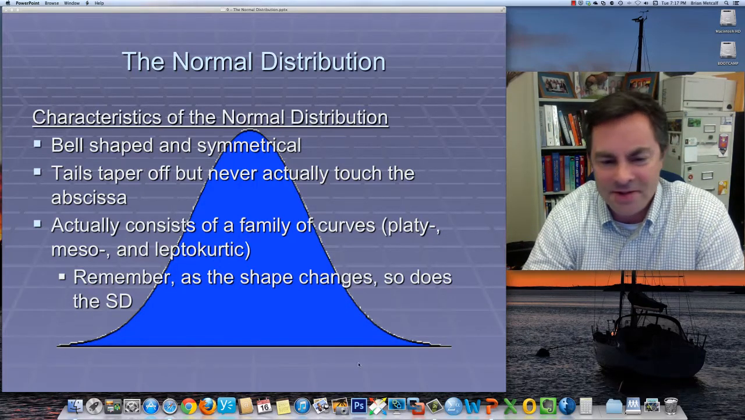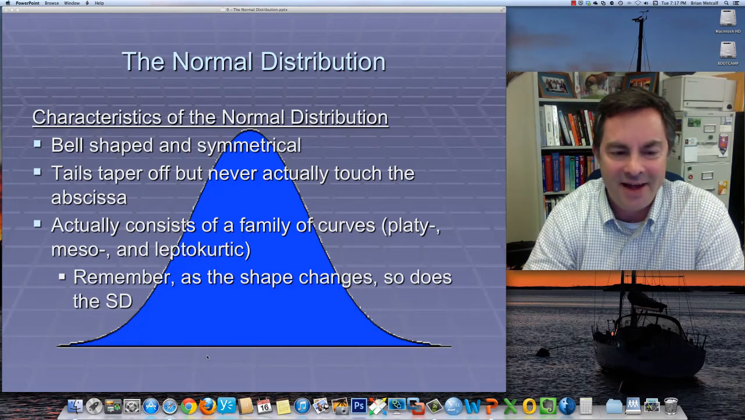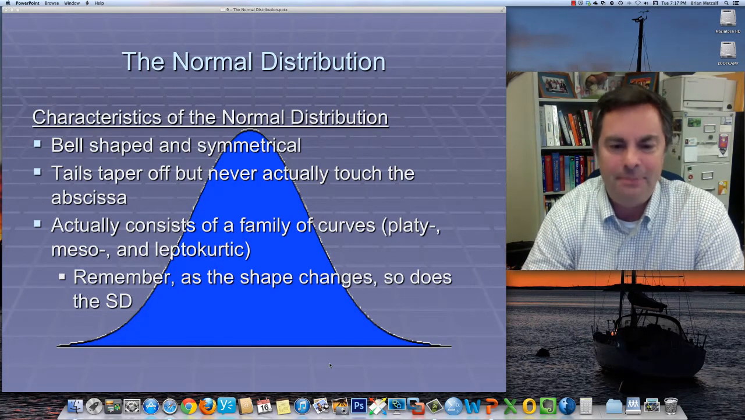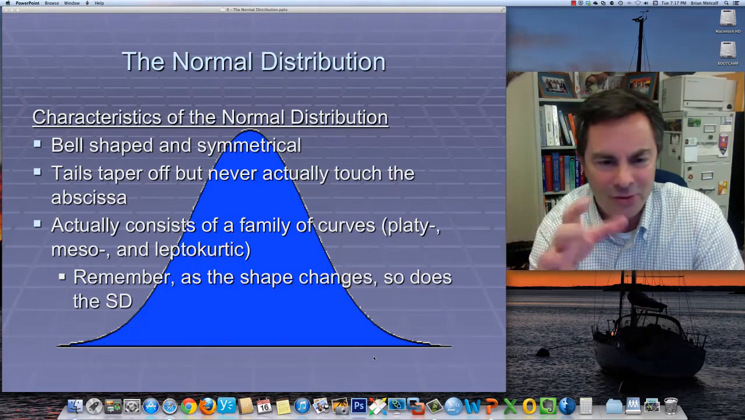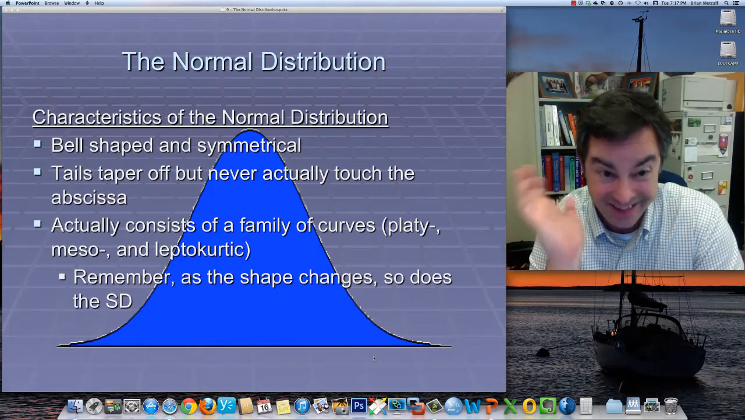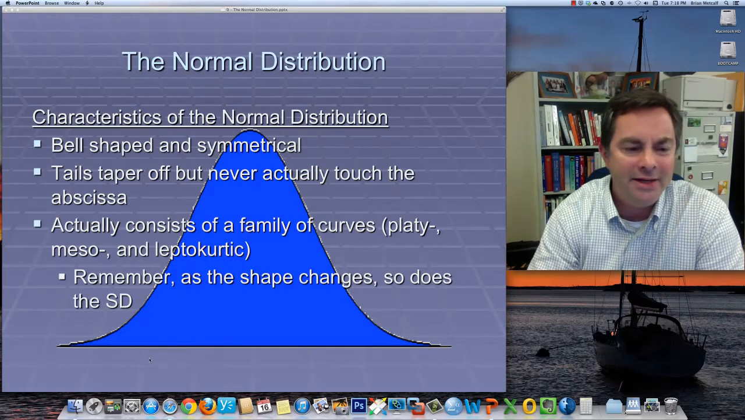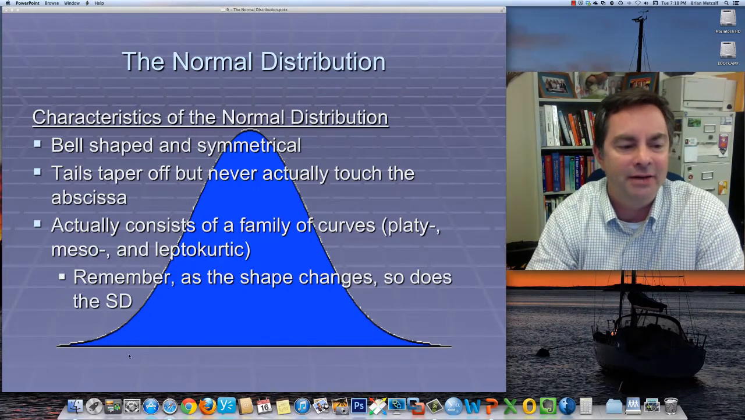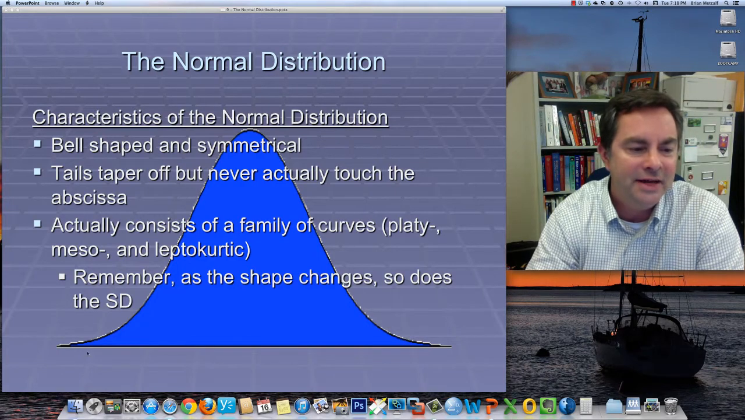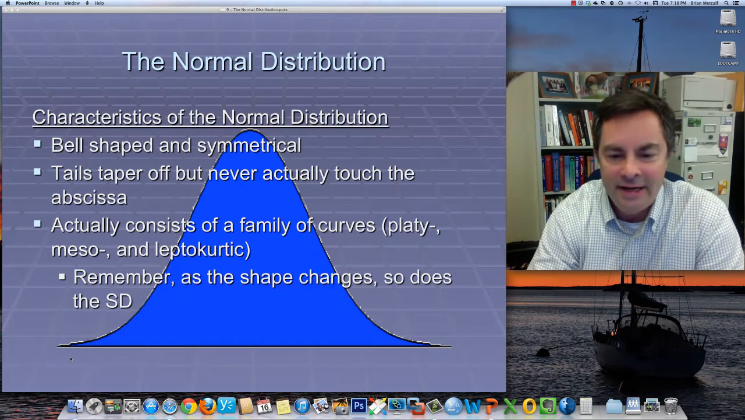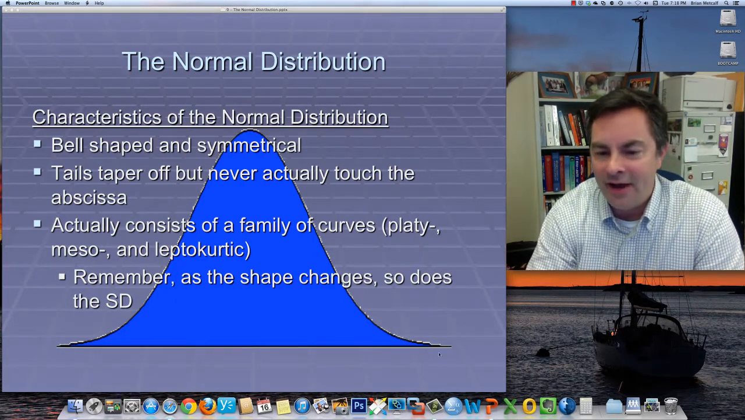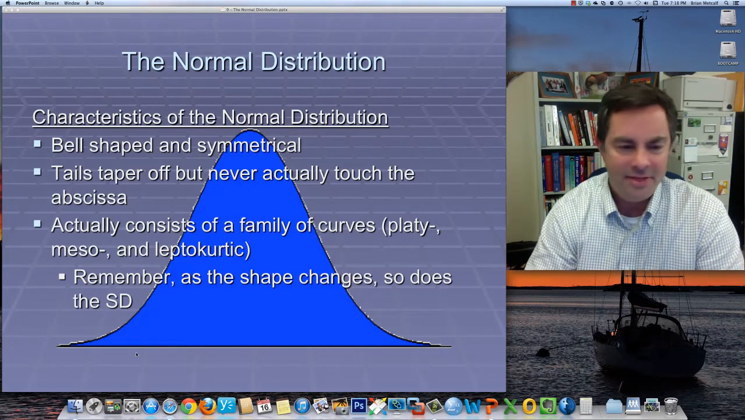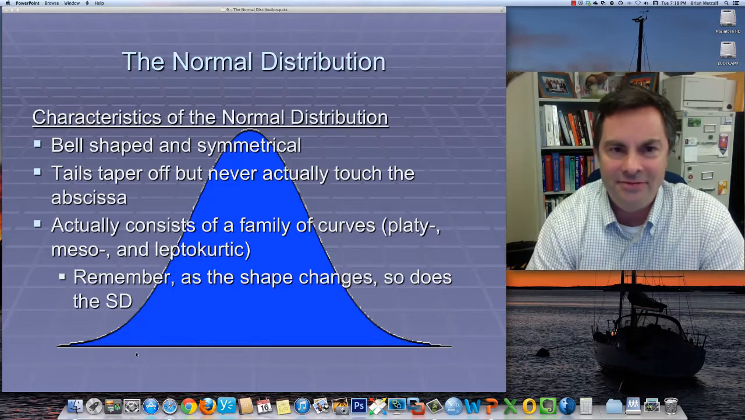So across the abscissa here on the x-axis, we have some variable, and the example that we're going to use all over the place in this class is intelligence. So we like to think that intelligence is normally distributed in the population. You can have low scores on an intelligence test, the IQ test. You can have a very high score on the IQ test. And theoretically, these things go off in infinite directions.